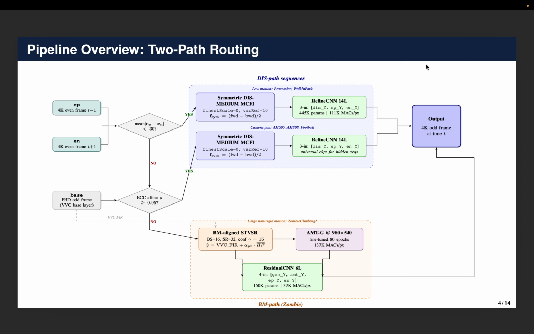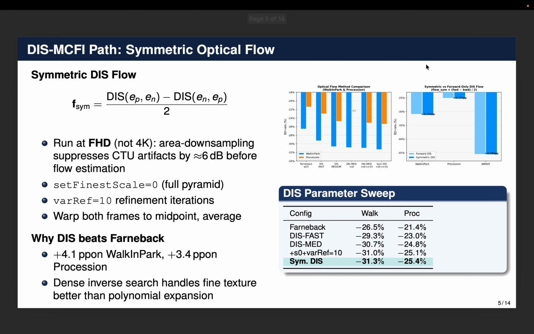The DIS path uses dense inverse search optical flow from OpenCV. The key improvement is a symmetric formulation. We compute forward flow from the previous even frame to the next even frame, and backward flow in the opposite direction. Then we combine them to estimate midpoint motion. This is more stable near motion boundaries than a single unidirectional flow.